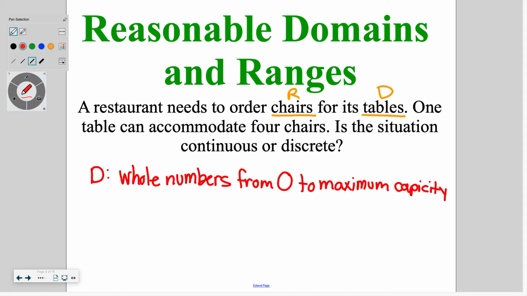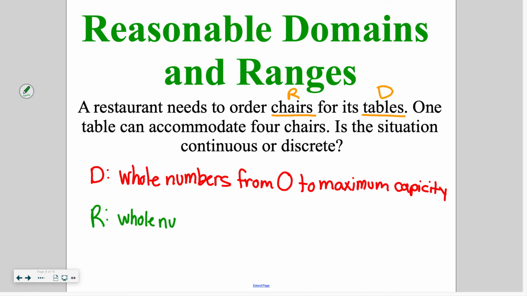The range then, we have to talk about possible numbers of chairs. Again, if we have 0 tables, then we're going to have 0 chairs. If we have 1 table, we're going to have 4 chairs. 2 tables, 8 chairs. 3 tables, 12 chairs. So again, we're dealing with whole numbers. There's no fractions, there's no decimals, and we're starting at 0. So we're starting at 0, and then we were getting bigger, so from 0 and up, by multiples of 4.